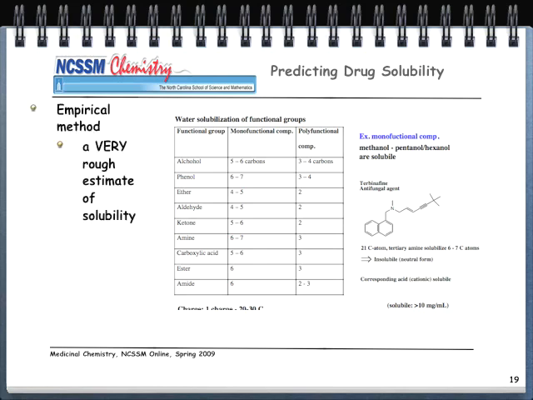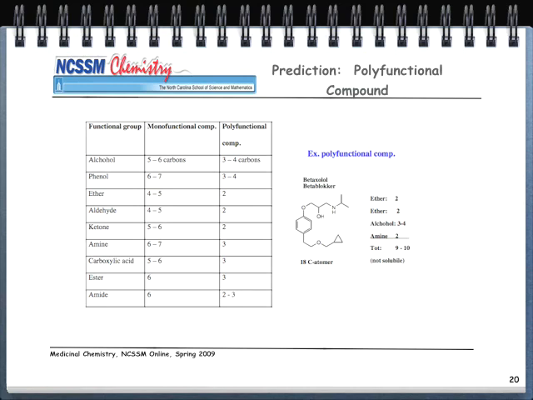Okay, so let's go take a look at another. It's an empirical method, again, a very rough estimate, and you count carbons and you compare those to water solubilizing effects. All right, let's look at one that's a little bit more complicated. Once again, I count carbons, and I didn't count them, but the person who did this example did, and they're telling me that I have 18 carbons in this particular compound. That's an 18-carbon compound, is how we would say that.